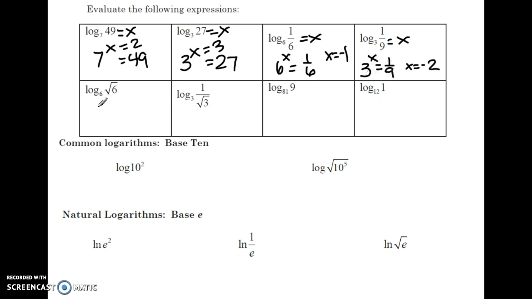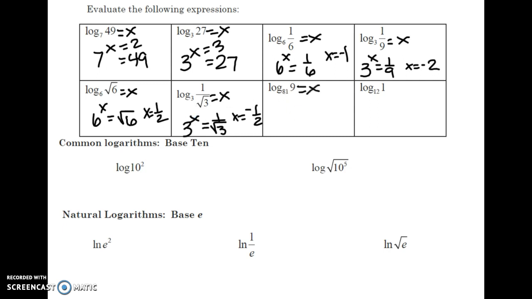Okay. Then going here. 6 to what power will equal square root of 6? Well, square root is 1/2. So x must be 1/2. All right, next problem. I want to figure out what this equals. So 3 to what power will equal 1 over square root of 3? Well, square root is 1/2, but it's a fraction, so this exponent must be negative.